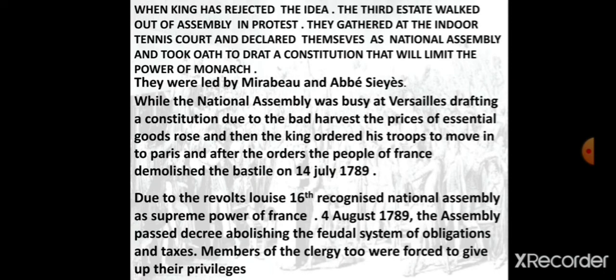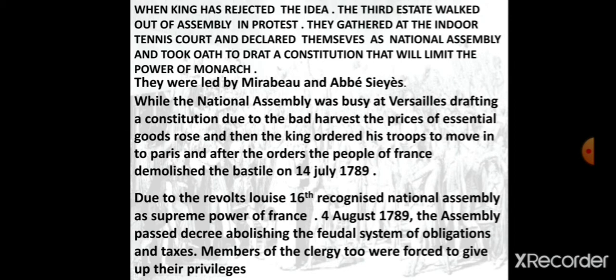Due to the revolts that were occurring in most parts of France, Louis XVI recognized the National Assembly as the supreme power of France. He stated that now he was going to be under the National Assembly and he would obey all the suggestions that the National Assembly would give to him.